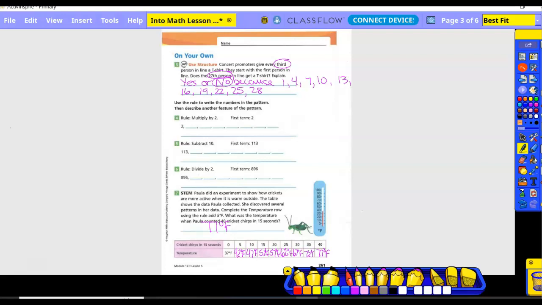Yes, they gave us the chart, but were they adding, what was our rule? It was add 5, right? So you tell me to add 5, okay?